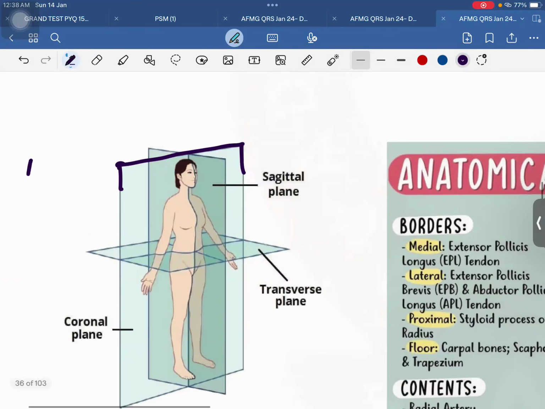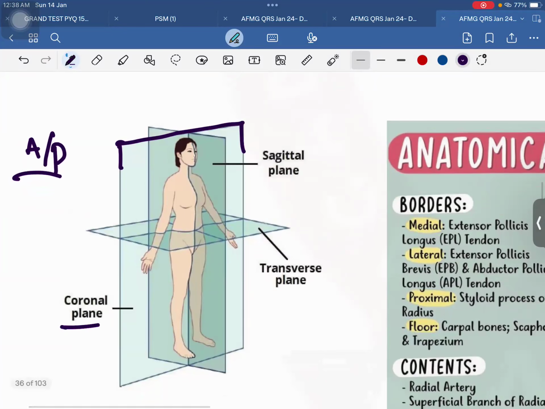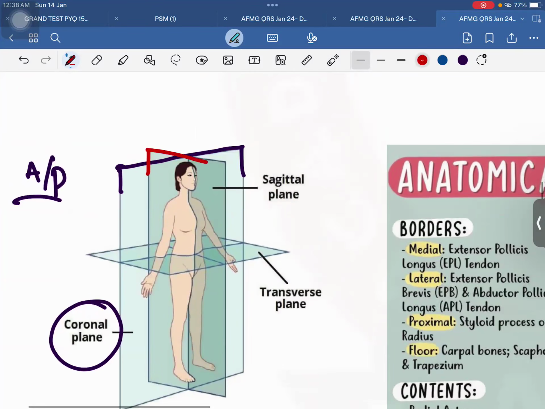It divides your body into the anterior and the posterior half. This is known as the coronal plane. Please remember this plane is known as the coronal plane over here. Okay. Next plane which is there that I'm highlighting now in red in color.